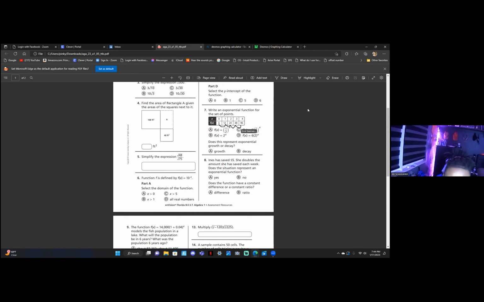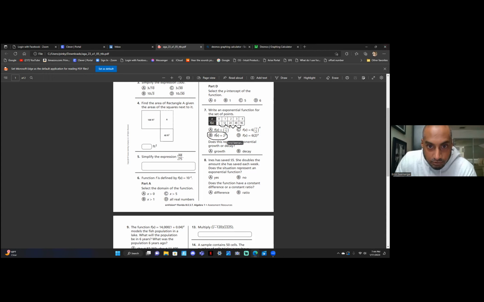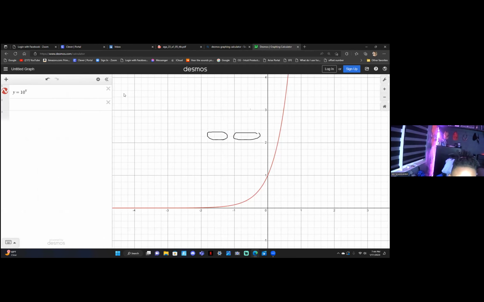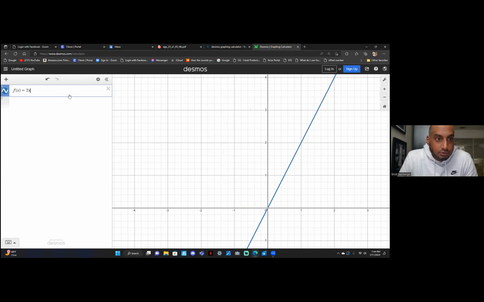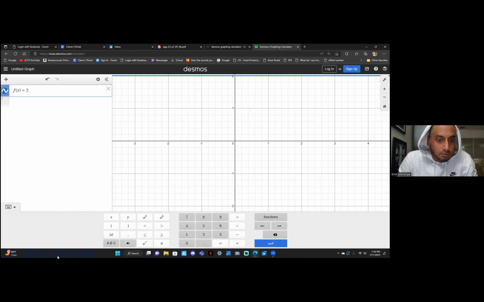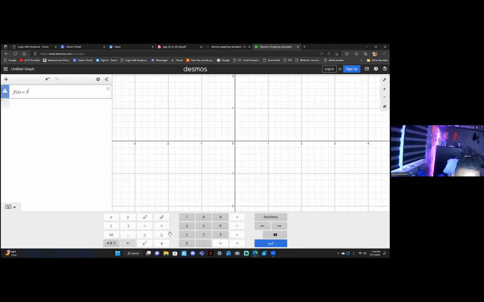Go to Desmos and type in this one, see what it looks like. I copy and paste it. Okay, that's the first one. Oh, it's 2 to the x. See the x? Change that x to an exponent. X, yep, x.